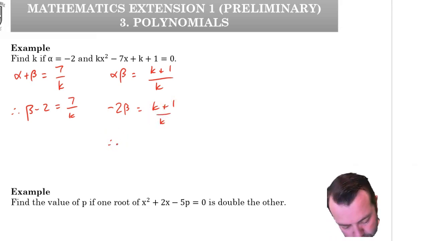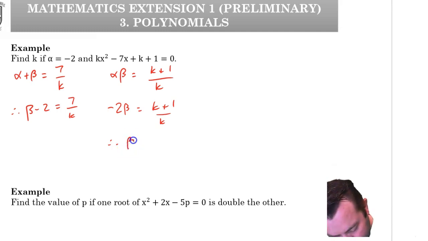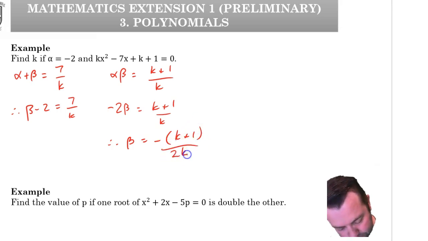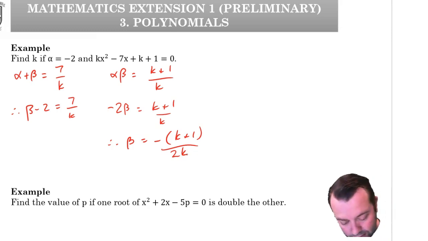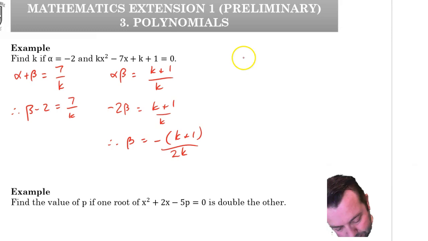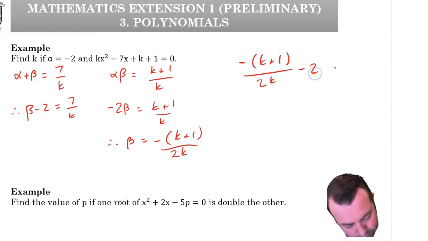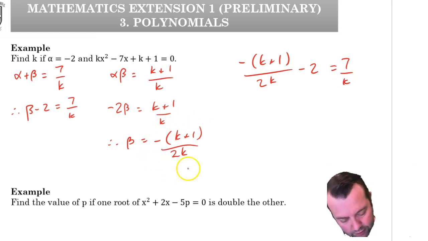And I'm going to shuffle this around and say that beta equals negative, outside of k plus 1, over 2k. Now I'm going to substitute that beta in over here, and I'm going to say negative k plus 1 over 2k minus 2 equals 7 over k. I've substituted this into this beta here.